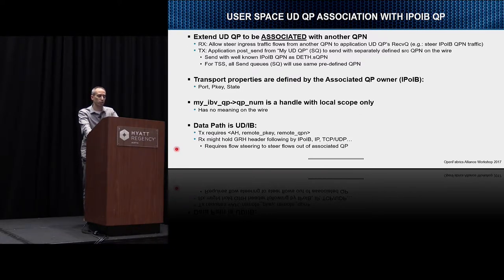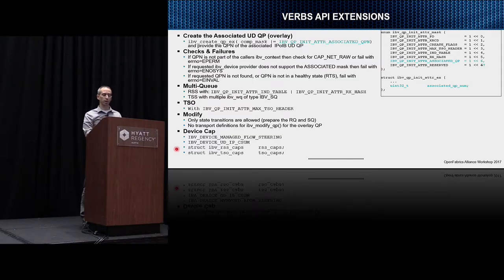So, the extensions to the Verbs API. As I mentioned, we would like to add an associated QP number in create QP. So we've added an associated QP attribute to the IBV QP init attr. Whenever such a parameter is passed in create QP, we can understand that this QP will serve IP over IB.